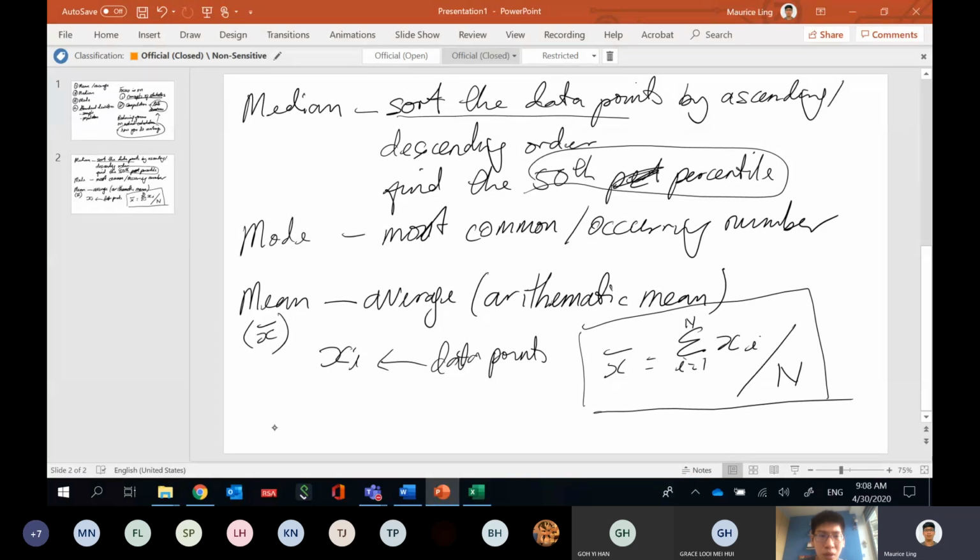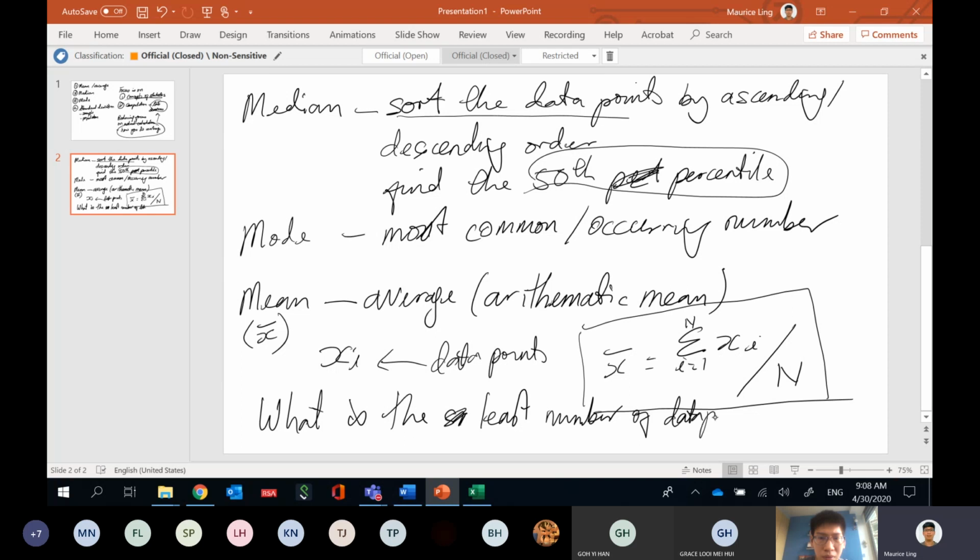What did I do? What is the least number of data points to calculate average?